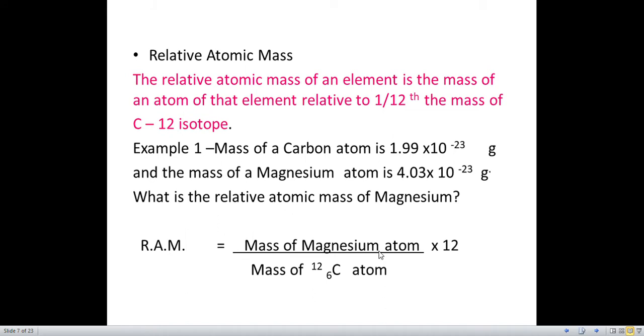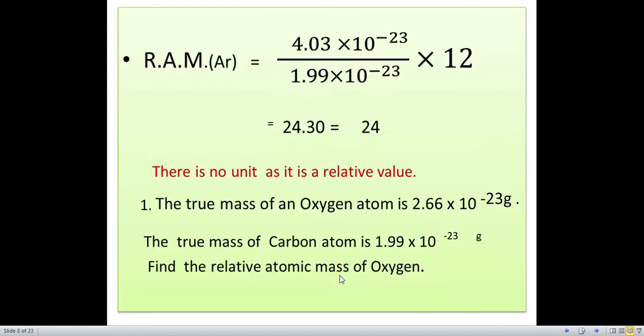Mass of the magnesium atom divided by the mass of the carbon-12 isotope atom and multiplied by 12. 4.03 × 10^-23 divided by 1.99 × 10^-23, times 12. You can simplify these two, divide, and multiply by 12. So the answer is 24. I think you all know how to divide decimal numbers. There is no unit, as it is a relative value. No unit for relative atomic mass.